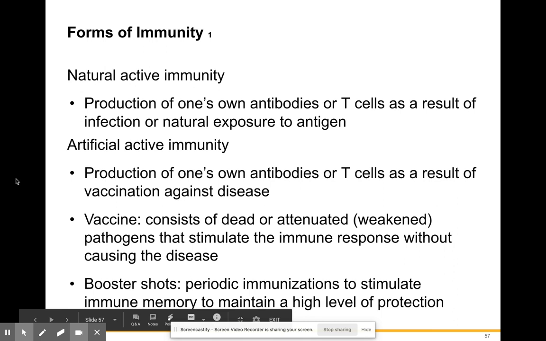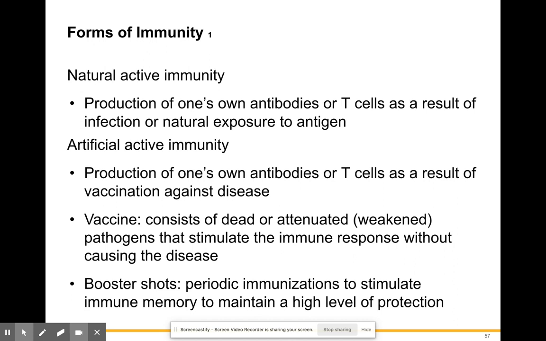So now you have natural active immunity in your adaptive immunity, but you also have artificial active immunity. The production of one's own antibodies or T cells as a result of an infection or natural exposure to an antigen is what we call natural active immunity. So my story about me getting in bed with my brother when he had chickenpox, that was me getting exposed naturally. Even though it was forced, it was still natural. It was me being exposed to an antigen. And then my body produced antibodies against chickenpox.